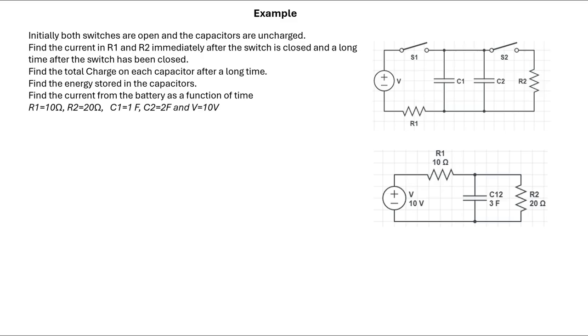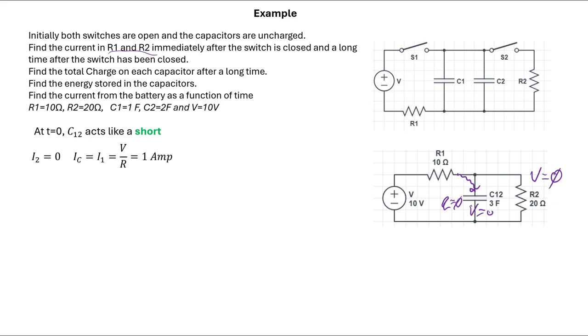It says let's find the current in R1 and R2 immediately after the switch is closed. Okay, so at t equals 0, C12 acts like a short. In other words, it's as if it isn't there. That means that all of the current is going to go through this. Another way to say that is, look, there's no charge on the capacitor when you first turn it on. That means there's no voltage on the capacitor when you first turn it on. That means this guy's not allowed any voltage either. That means he's not allowed any current. Either way you slice it, I2 equals 0 at first, and IC and I1 have to be the same number, and that number in this case is 1 amp.